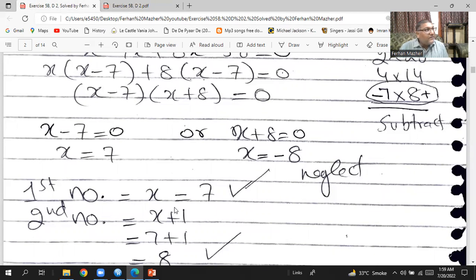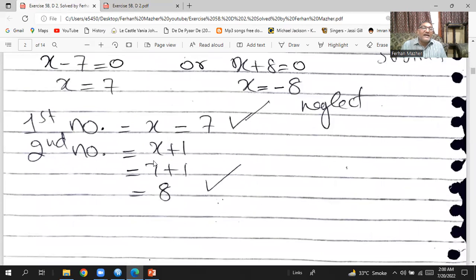So the first number we supposed was x, so it will be 7. The second number we supposed is x plus 1, so it will be 7 plus 1. So it will be 8. So the 2 numbers are 7 and 8.